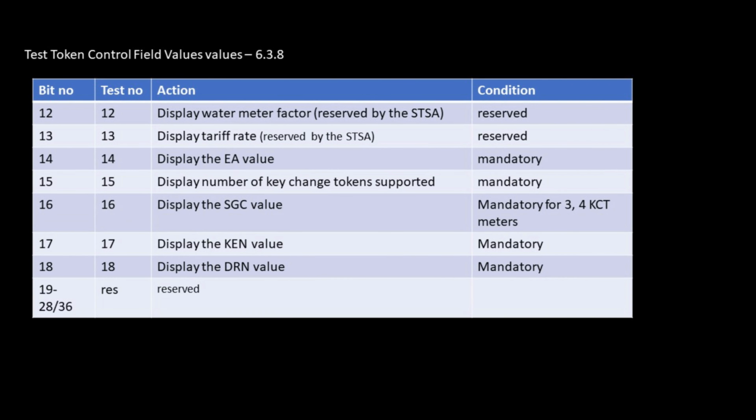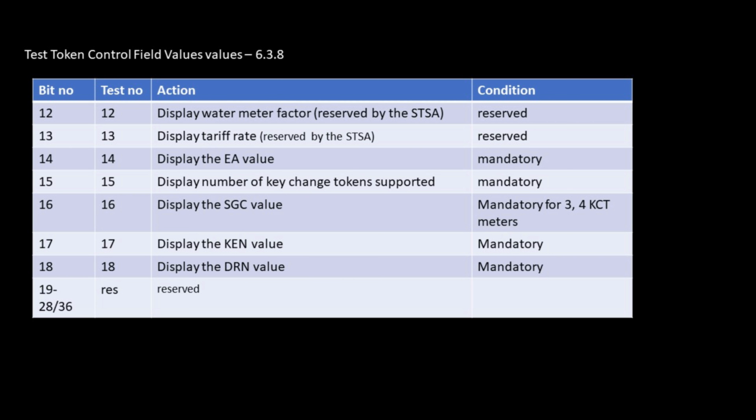So it goes up to bit 18, and you'll see there's a couple more mandatory tests there, like display the EA value, display the number of key change tokens supported, and display the supply group code value. Now on that one, test number 16, it's mandatory for 3 or 4 key change token meters. For the 2 key change token meters, this is not mandatory because the key change token set for a 2 key change token meter does not carry with it the supply group code information of the new supply group, and in fact it will be reported back as 0. Display the key expiry number and display the DRN values.